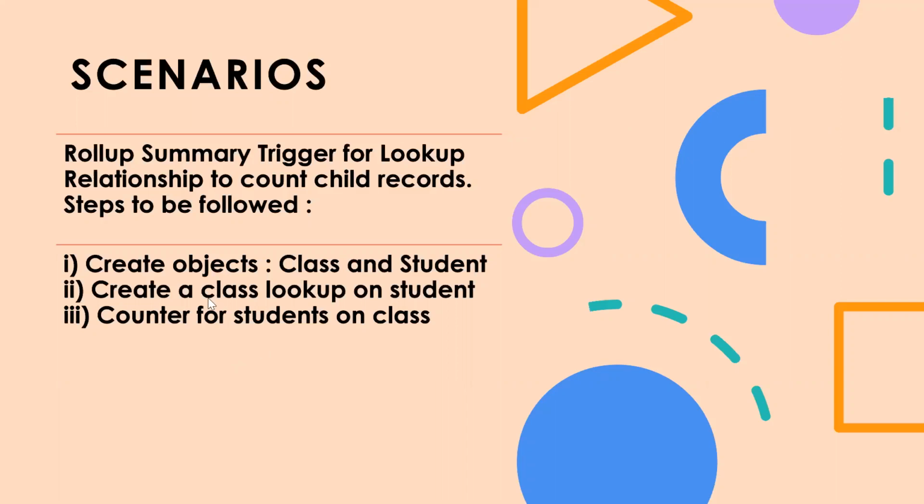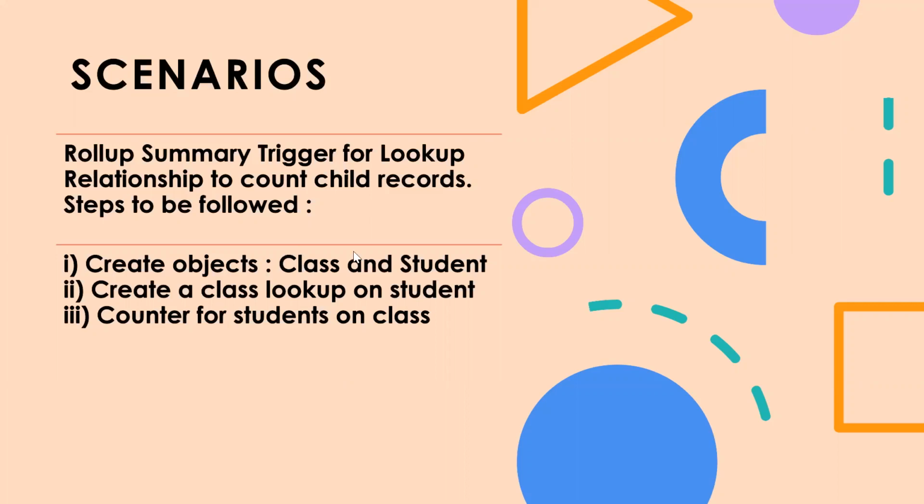In our scenario, we are going to create two custom objects, class and student, and then create a lookup relationship field on the student object. Then we will set a counter for students on class. If I open one class record, I should be able to see how many students are associated with that class. It could show 1 student, 2 students, 10 students, or 20 students.